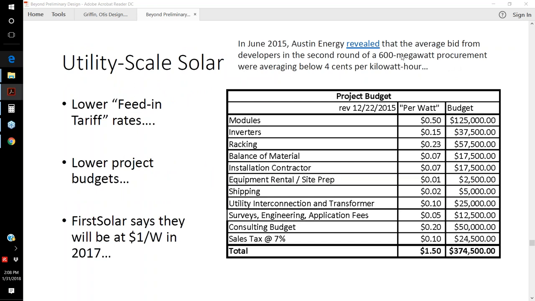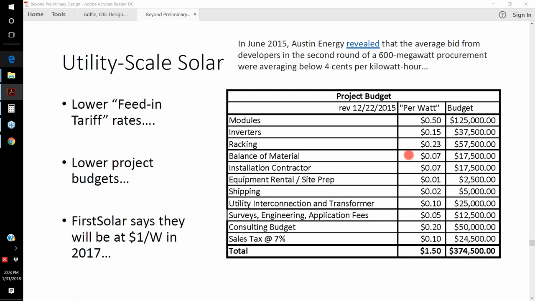Utility scale solar is cheaper than rooftop solar. And so your solar modules may cost around 50 cents. That's still pretty much true with the import tariff at the utility scale level. Inverters are cheaper. Your racking cost for utility scale is not necessarily cheaper. But generally speaking, on a utility scale project, and even 1 megawatt, I'm calling utility scale for this discussion, you would do a tracking array, a single axis tracker, rather than a fixed array. So your racking budget is about the same, but you're getting 25% more power out of the array by using a single axis east-west tracker.